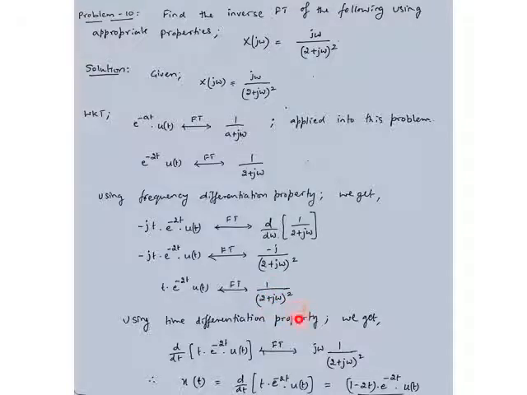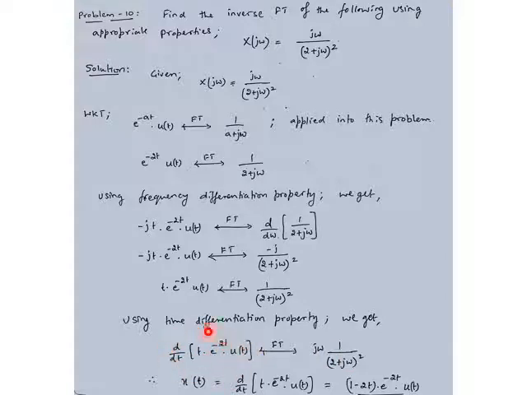So to get j omega with respect to the frequency, what we can do for the given term x of t is use time differentiation. Using the time differentiation property, the Fourier transform of the differentiation of t into e to the power minus 2t into u of t should be j omega into X of omega. X of omega is 1 by (2 plus j omega) whole square. So now I have X of j omega for the term x of t.